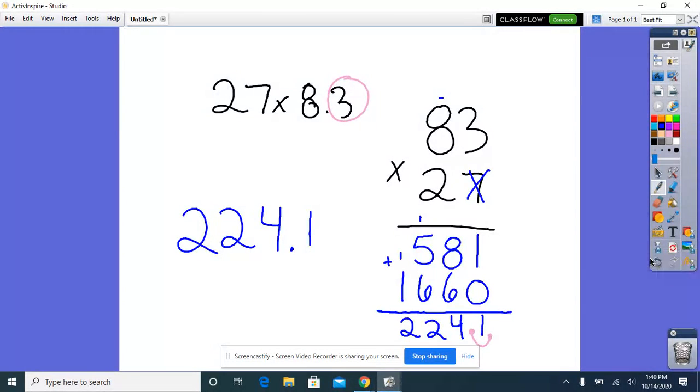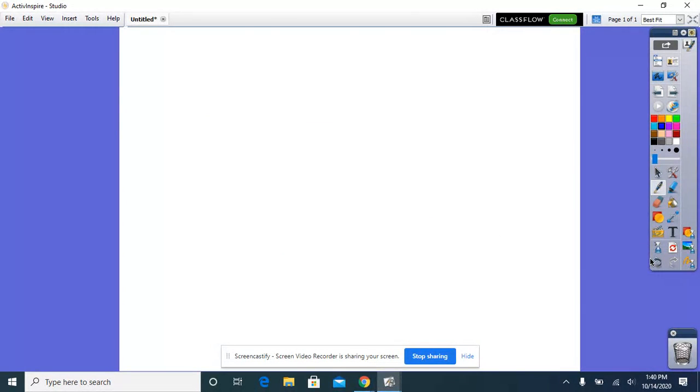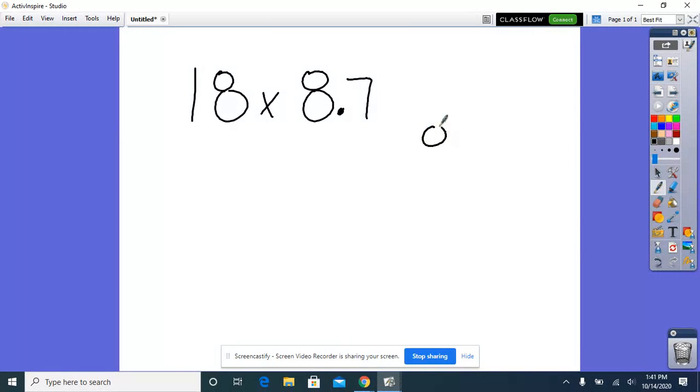Okay, let's do one more. Let's see, if I have 18 times 8.7. So I'm going to take the decimal out before I stack it, because like I said, if I just stack it now, I'm going to put this 0.7 on the bottom, and that's going to mess me up because I'm taking the decimal out. So I'm going to take the decimal out. So that will be 87, so it will go on top. 87 times 18.